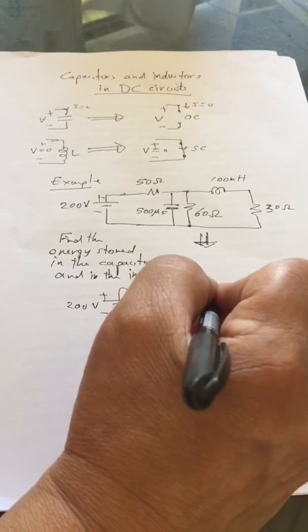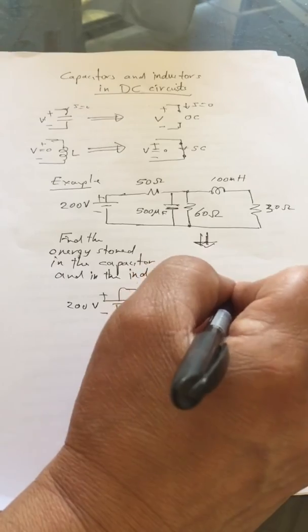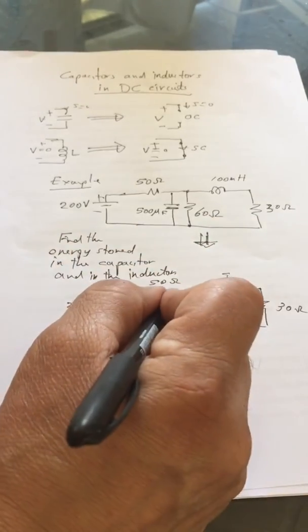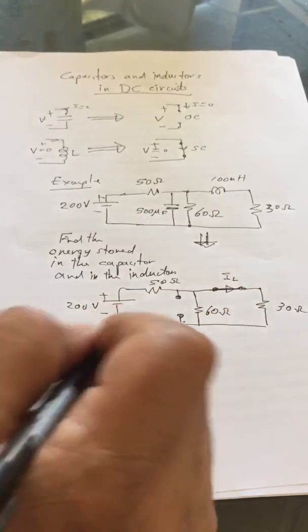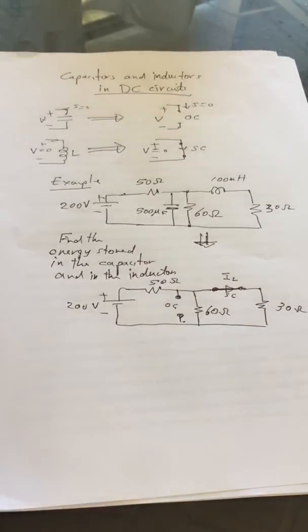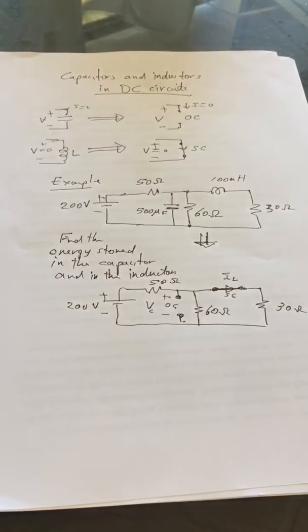Now we have an inductor here, we make a short circuit for it. This is a short circuit. But we have IL here. And we have a capacitor here, so we make it an open circuit. So we have a short circuit, we have an open circuit here. And what we have here is a voltage VC. Okay?